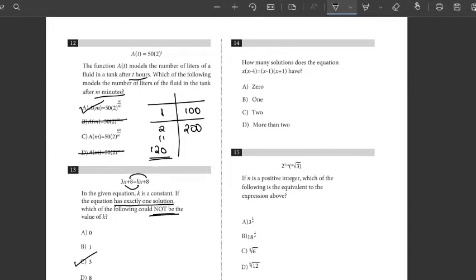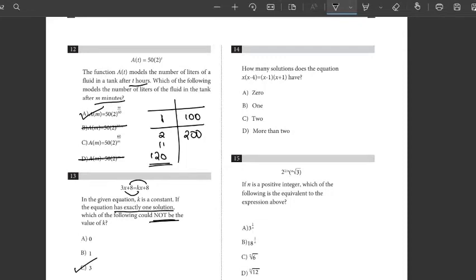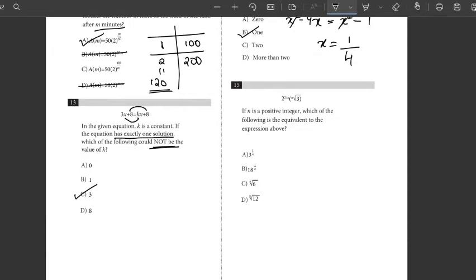13 is C. How many solutions does the equation have? This would be x squared minus 4x is equal to (x minus 1) into (x plus 1), which would be a squared minus b squared, which is x squared minus 1. Cancelling this, you'll get x is equal to 1 by 4. So 1 solution, 14 is B.